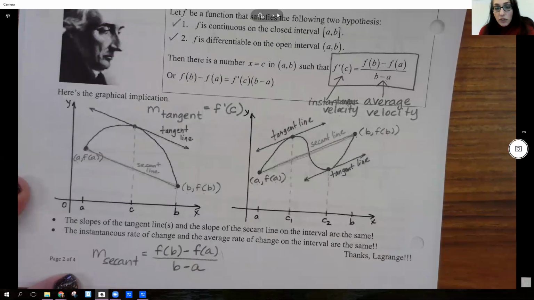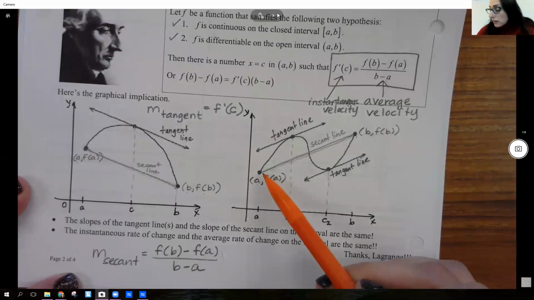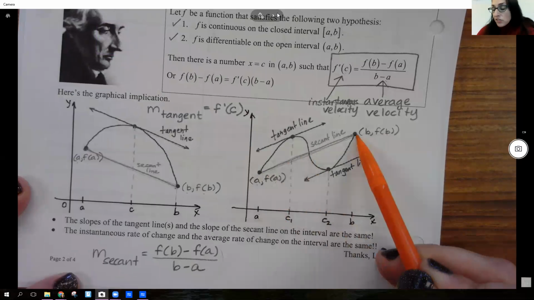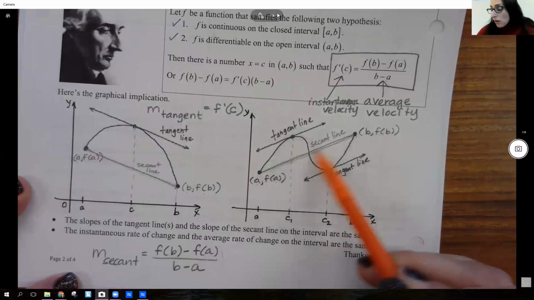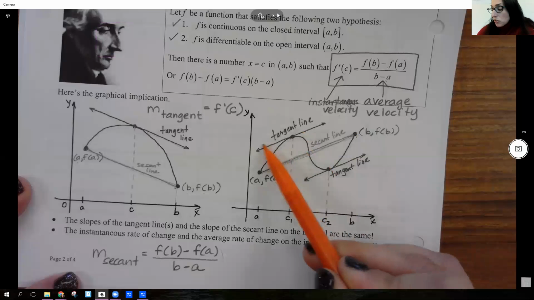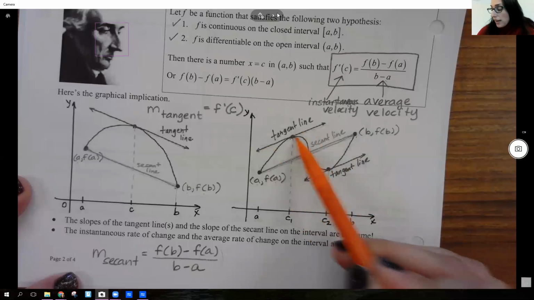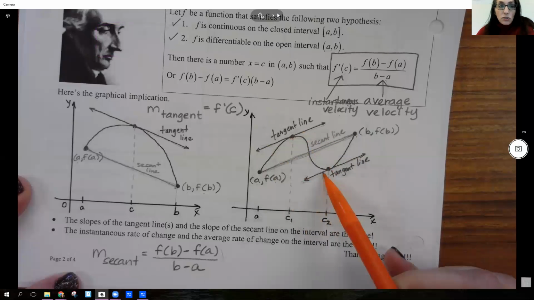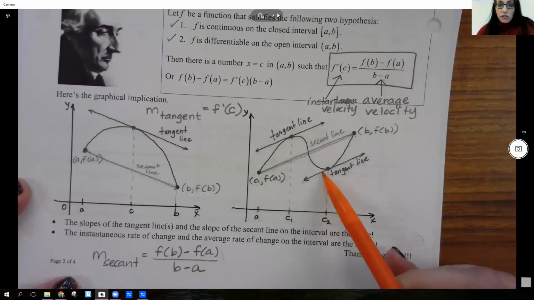So the mean value theorem is saying that if this secant line has a particular slope, there's at least one spot where I can find that same slope for the tangent line. And in this particular example, there's two. There's a spot right here and a spot right here where these are all going to have the same slope. They're all going to be parallel to each other.